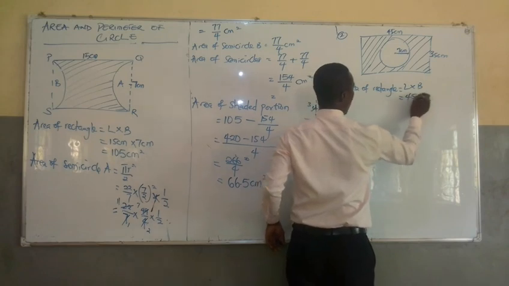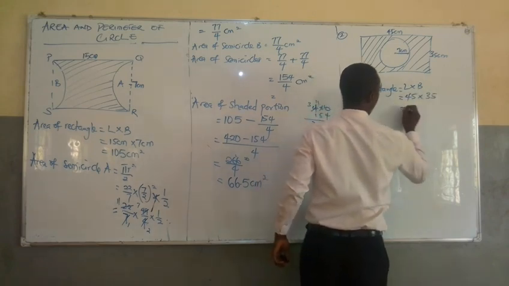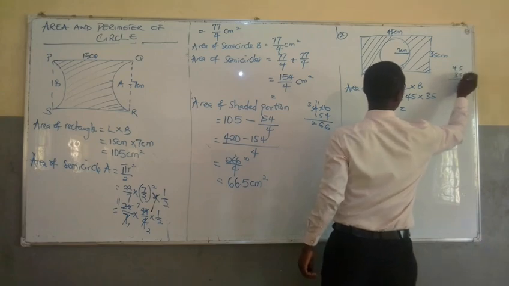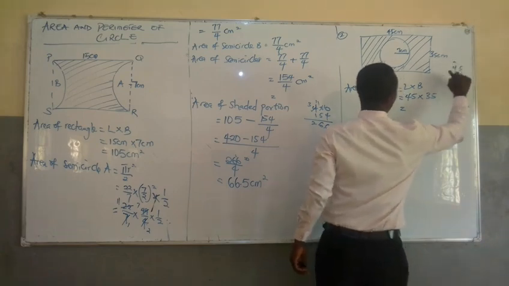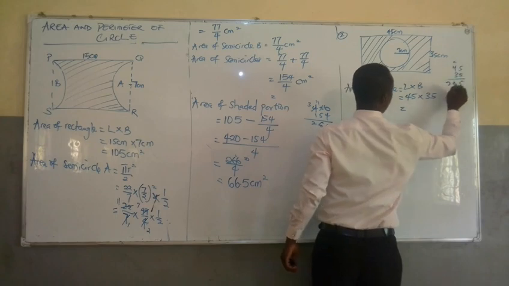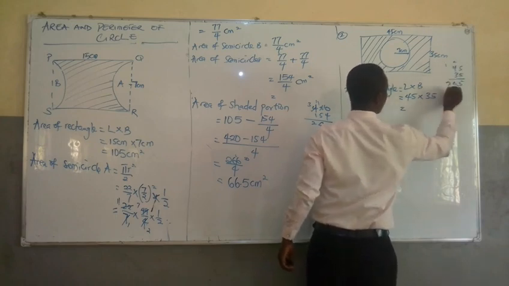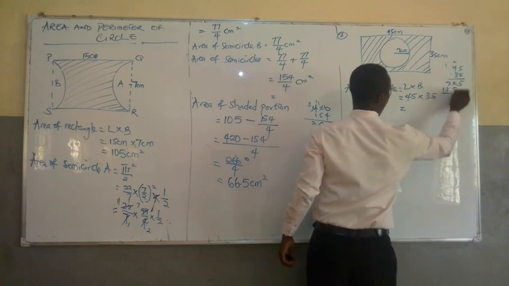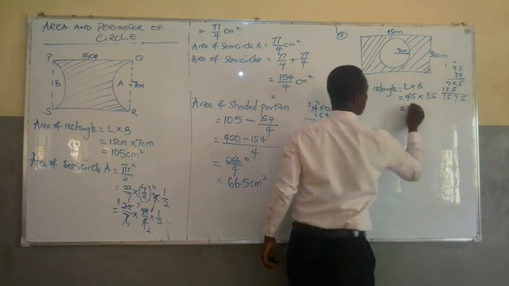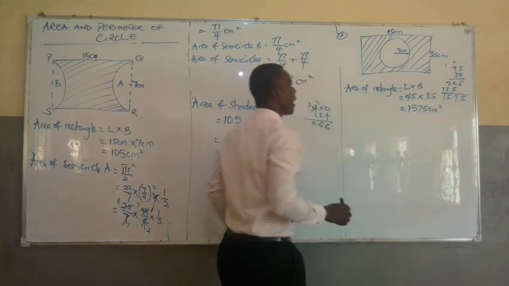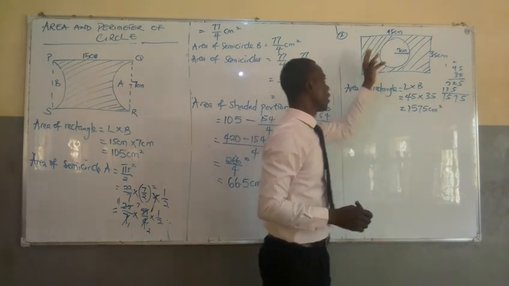So that is 45 times 35. And when I multiply that times 35, this is 5, 2. That's 20, 22, that is 15, 5, 1, 3 times 4, 12, 13, so that gives me 5, 7, 5, 1. So that's 1,575 centimeters squared. That is the area of the rectangle.